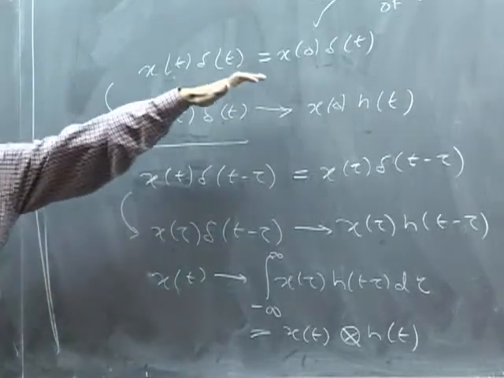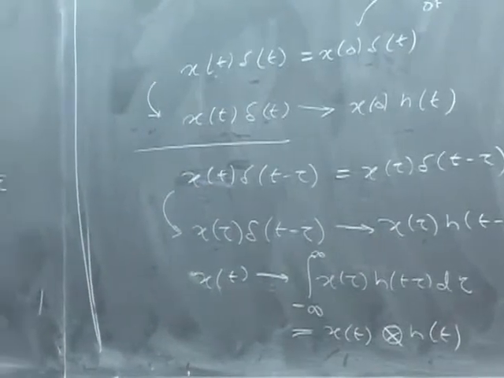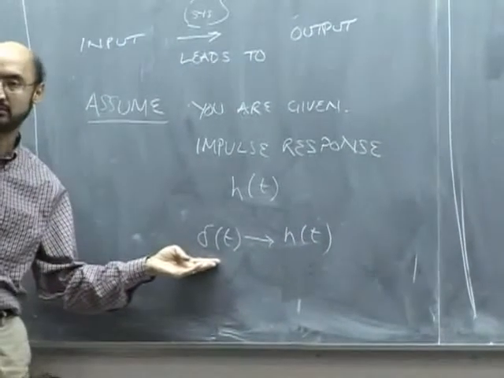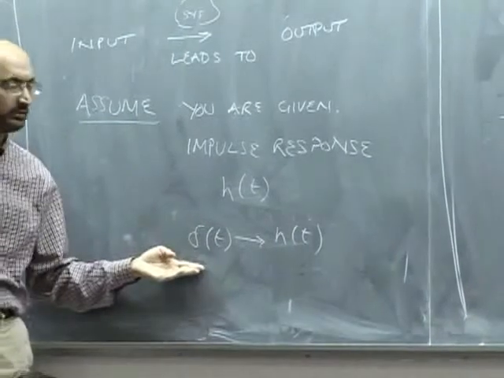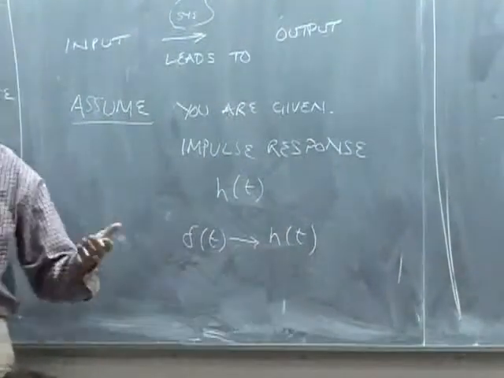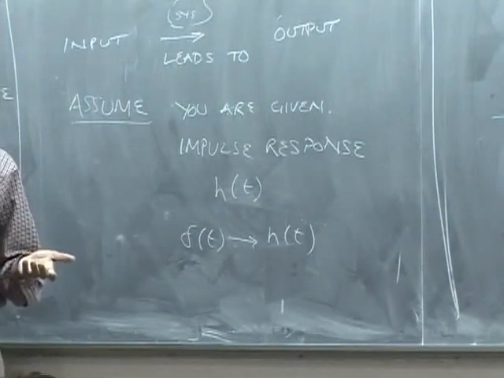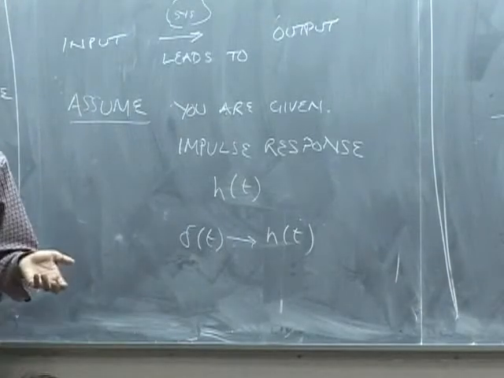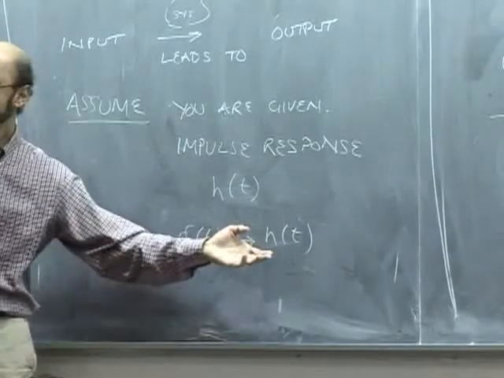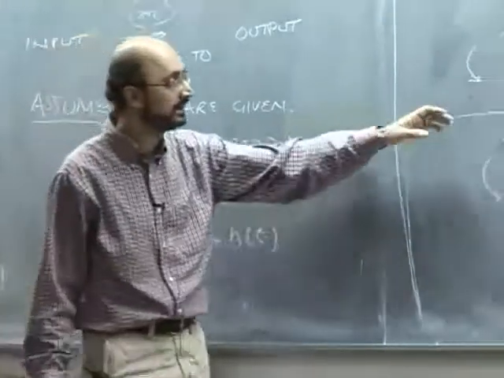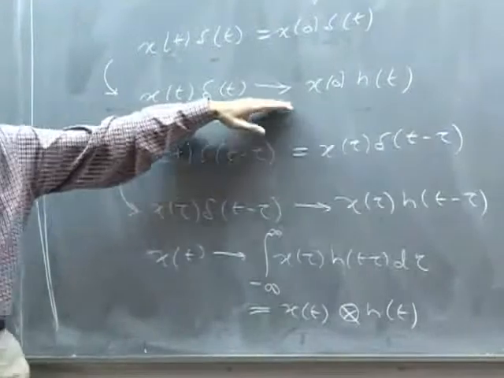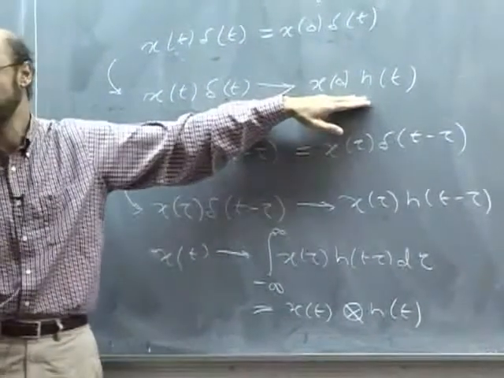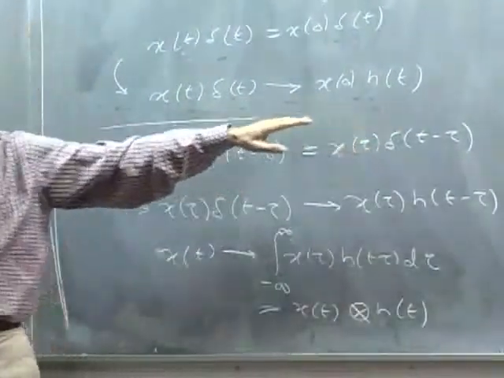And so if you're given this input, you're scaling the input by x(0), so the output is going to scale by x(0). Why? Because it's linear. It's a linear time invariant system. So if you're scaling the input by any value x(0), which is essentially a constant, the output is going to scale by that as well. So we get x(t) delta(t) leads to the scaling of the output by the value x(0) to h(t).